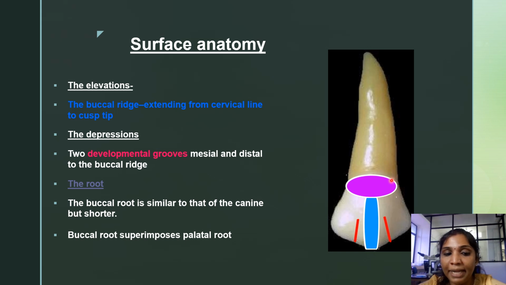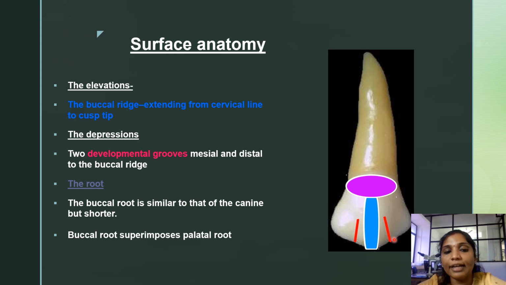About the surface anatomy, the surface anatomy of the maxillary first premolar can be explained by the elevations and the depressions present. One elevation present in the particular tooth is the buccal ridge, that is the ridge extending from cervical line to the cusp tip, and the depressions, they are the two developmental grooves. They are present mesial and distal to the buccal ridge. This is the buccal ridge, and these are the developmental grooves present mesial and distal to the buccal ridge.